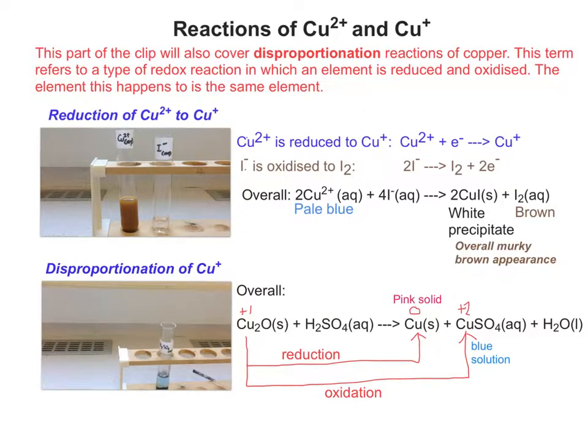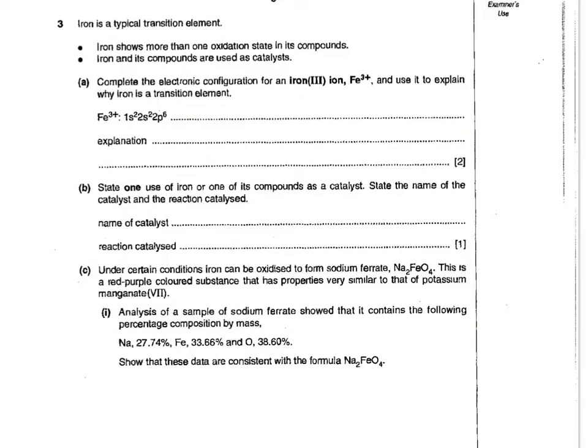So let's now have a look at some past paper style questions. So I've selected a fairly synoptic question that goes back over a fair amount of things to do with transition elements, not just one particular aspect. And it's also got some calculation work, as you can see towards the bottom of the page, on something that you might not have heard of before. So we'll start off with the straightforward stuff.